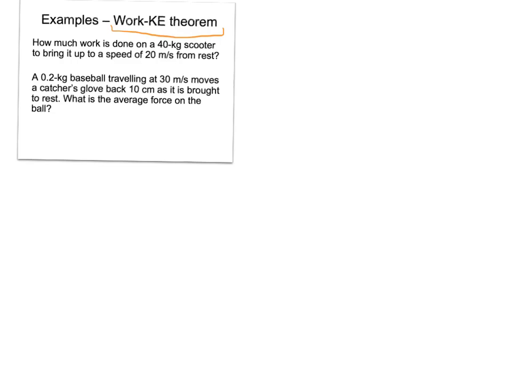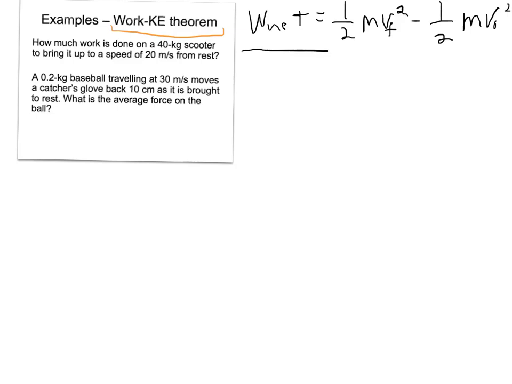So using that fact, and I'll just rewrite it up here in the simplest form, net work equals final kinetic energy, 1/2 m v squared. And why don't I make it easier just by labeling that F, minus initial kinetic energy, 1/2 m v naught squared. Okay, so this is the work kinetic energy theorem, and I can use it to solve these two problems we've got over here.